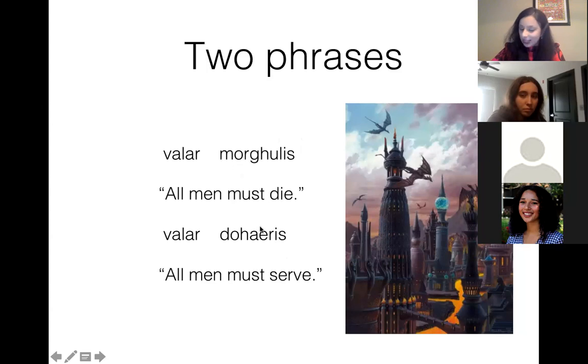And if you go with the common factor and what is remaining, you can probably guess that Morgul is die and Doher is serve, right? And is probably the word for must, and Valar is probably the word for all men.